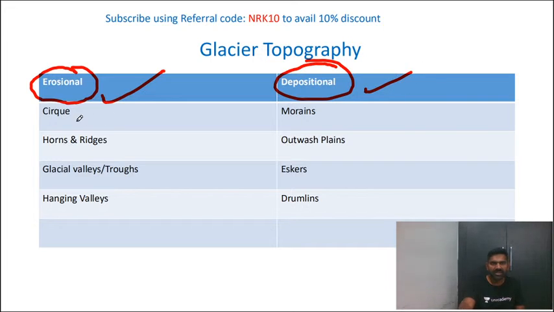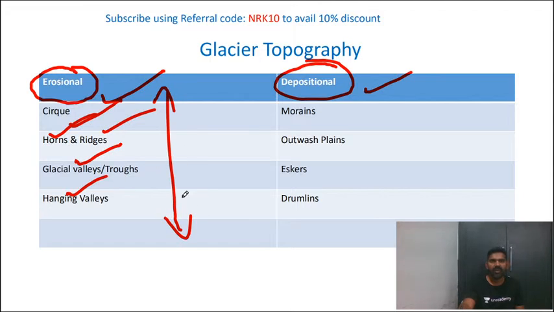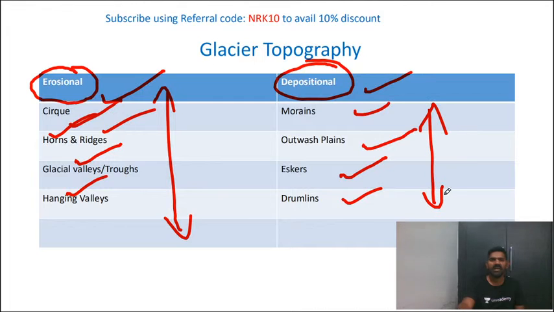What are erosional landforms? Cirques, horns, ridges, glacial valleys, hanging valleys. All these are nothing but erosional landforms. What are depositional landforms? Moraines, outwash plains, eskers, drumlins. All these are nothing but depositional landforms. Now we will try to see each and every one.